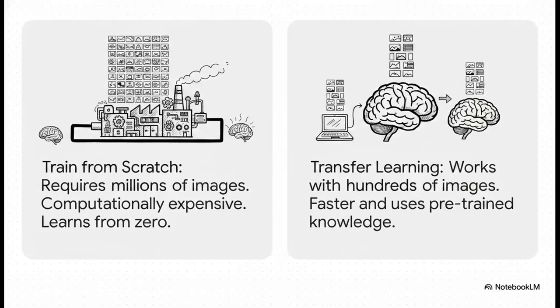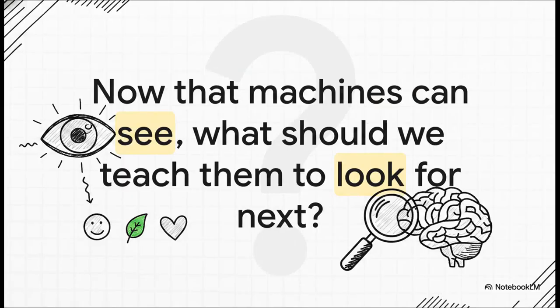Here's the big idea. Why reinvent the wheel? Giants like Google have already spent tons of time and money training massive models on millions of images. These models are already experts at seeing edges, textures, and shapes. With transfer learning, you can take one of those powerful pre-trained models and just fine-tune it on your own, much smaller dataset. It's way faster, way cheaper, and you can get incredible results with just a few hundred images instead of millions.